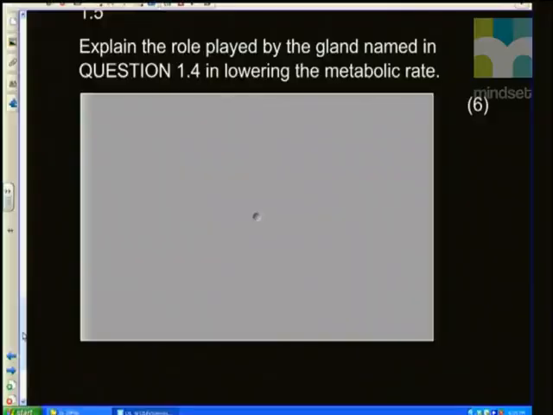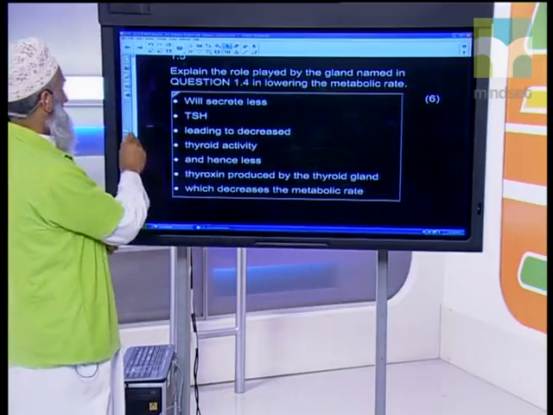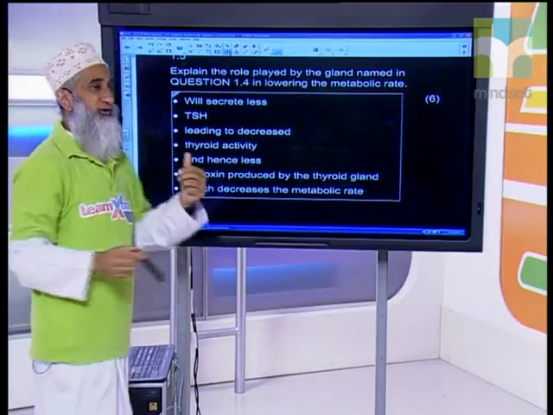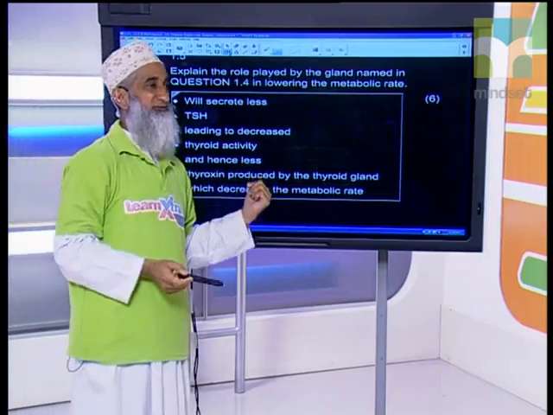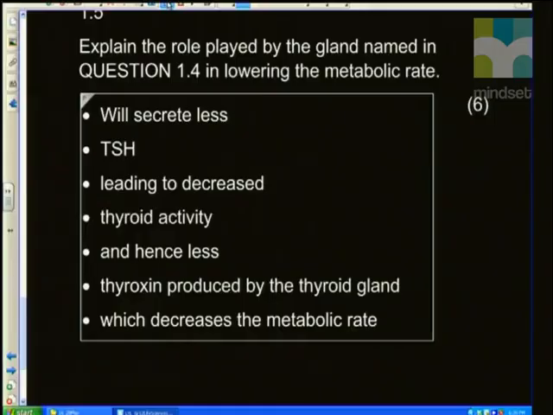Explain the role played by the gland named in question 1.4 in lowering the metabolic rate. Now, how does it do that? Simple. It will secrete. What are we talking about, by the way? What mechanism is this? Negative feedback. You must talk louder, guys. Negative feedback. So what will it do? We already named the gland there, A. Pituitary gland. What will it do?